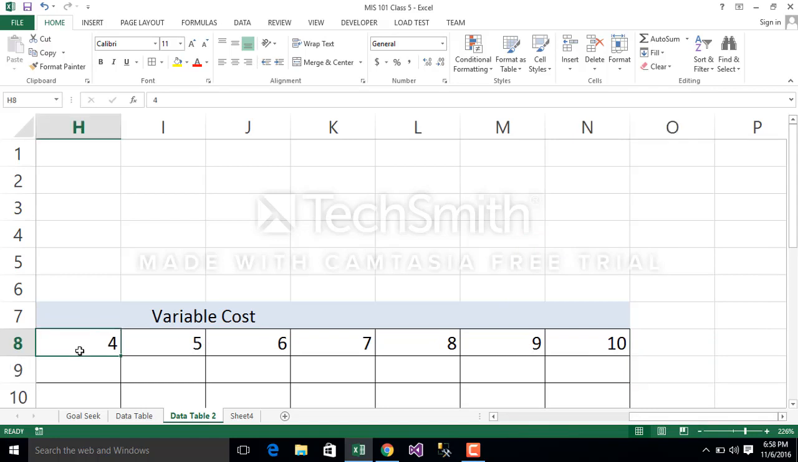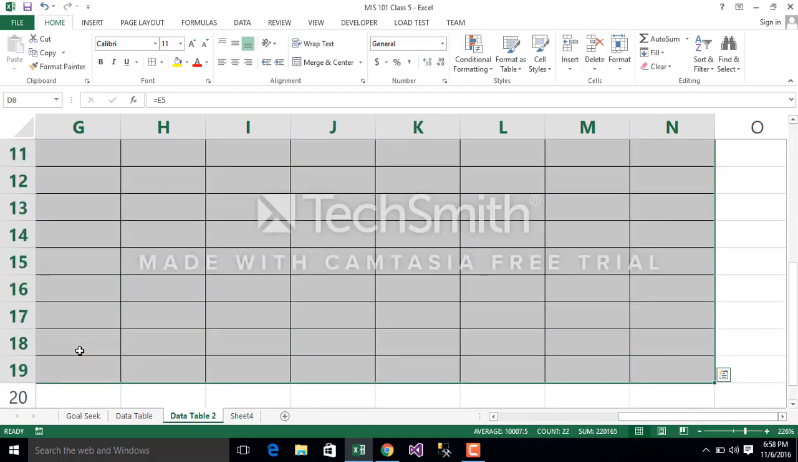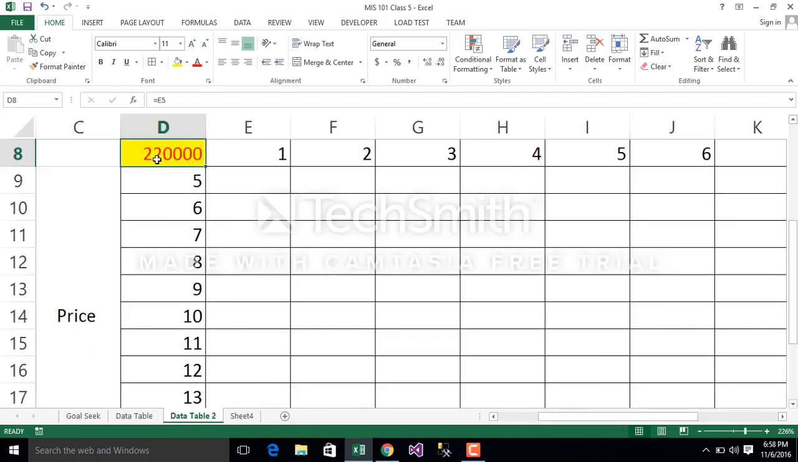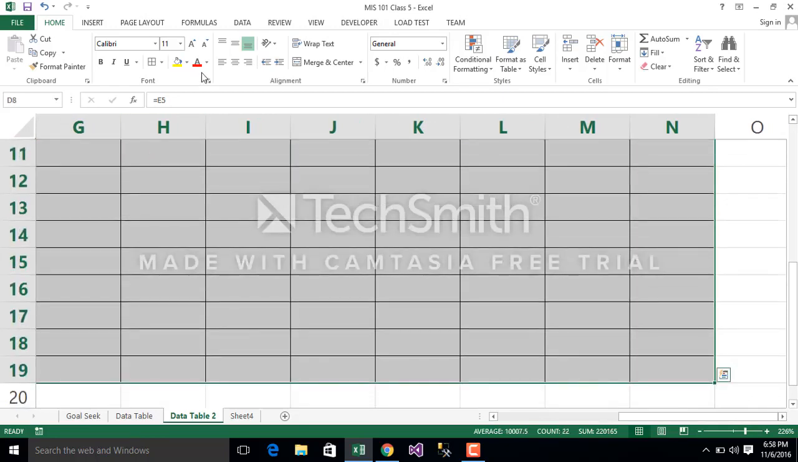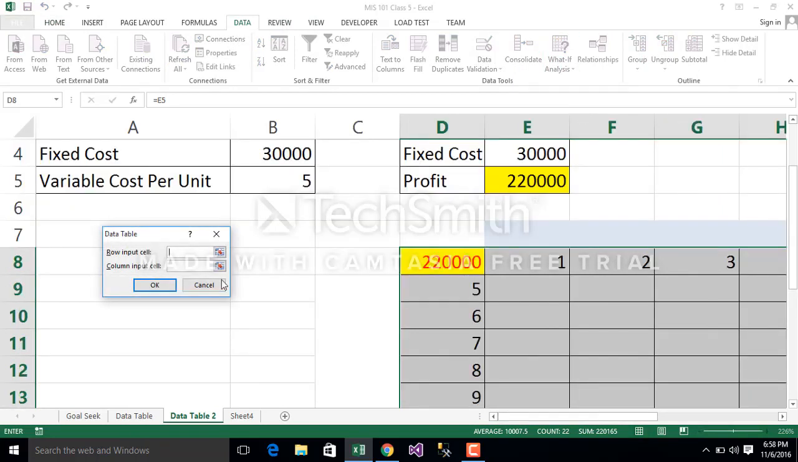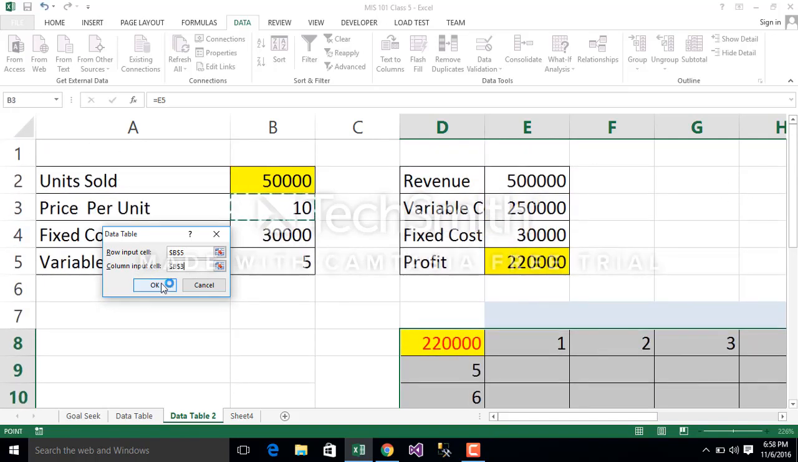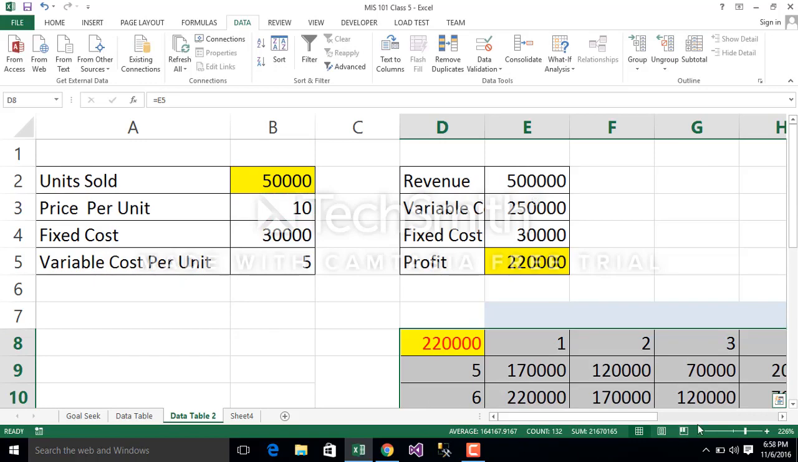Select the table, and just see from here, then go to data, what-if analysis. Again, these are data tables, and the row input cell is variable cost, and the column input cell is price, and these are the prices. Then take it.